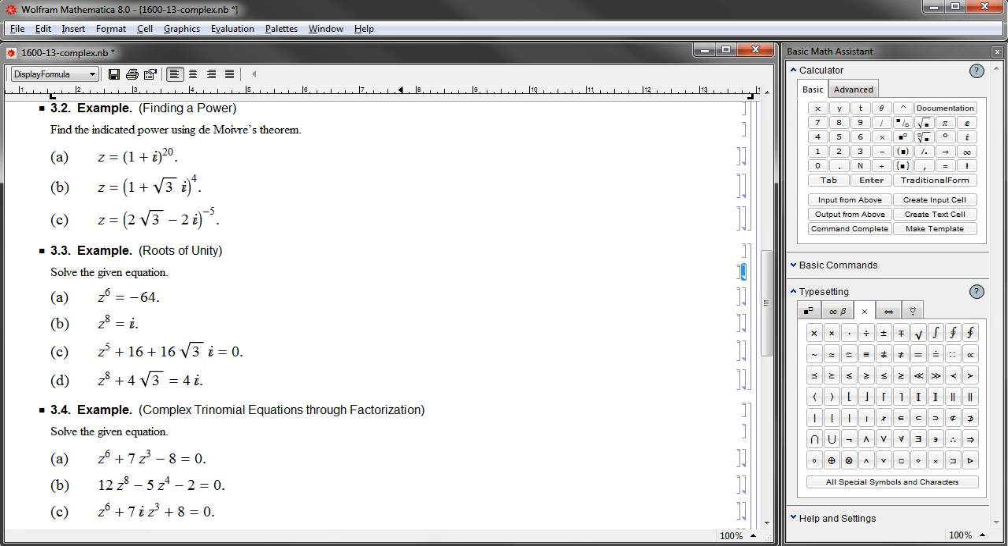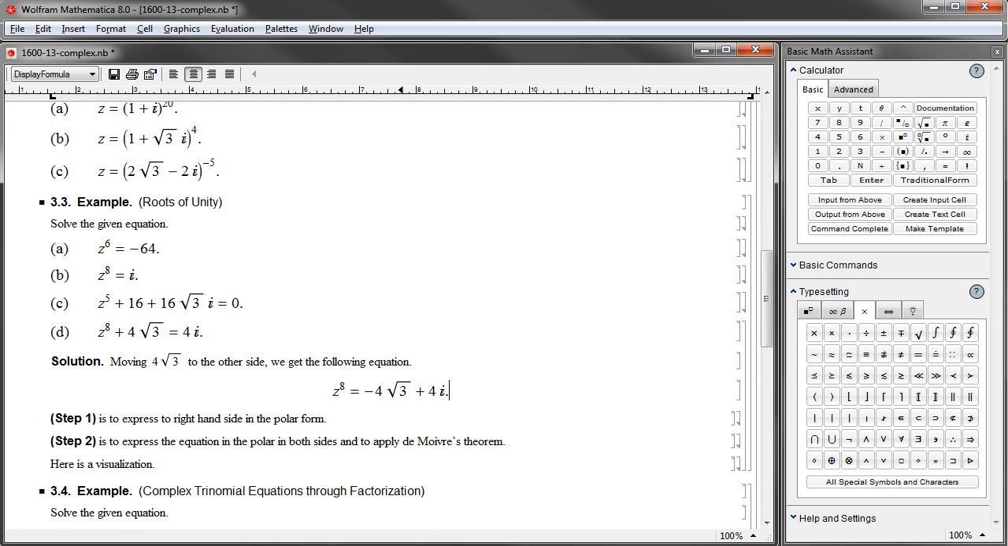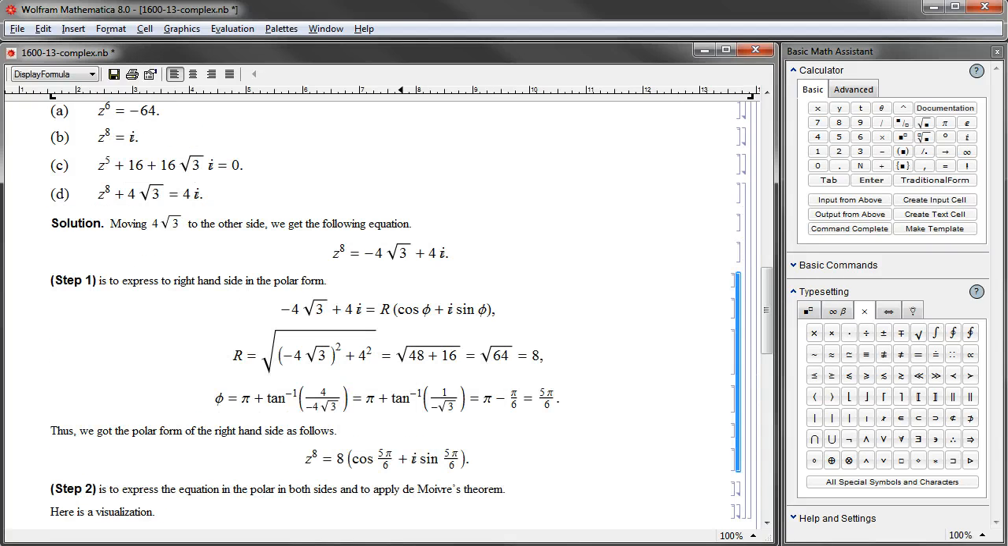Let's go back to our problem here. Step 1 is to express the right hand side in polar form. How do you do that? Let's first find the modulus: square root of this one squared plus that one squared. We end up with this computation. Capital R is the square root of this one squared plus that one squared. It turns out to be the square root of 64, so we have 8.